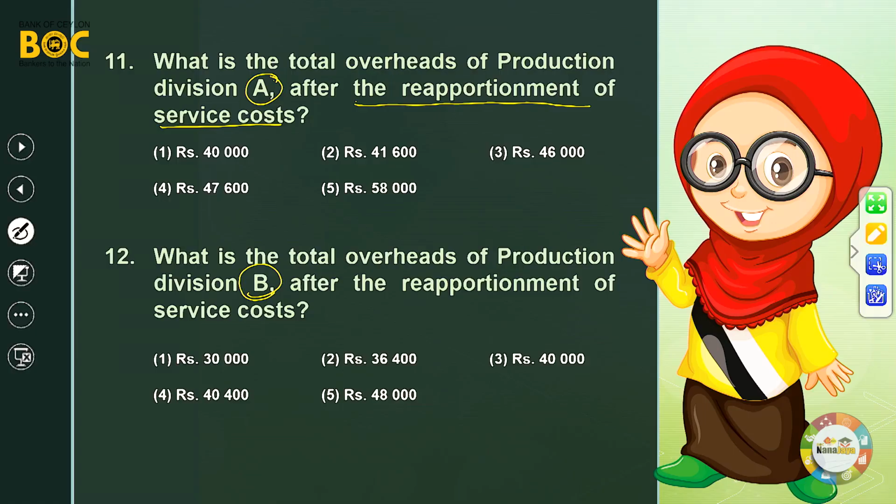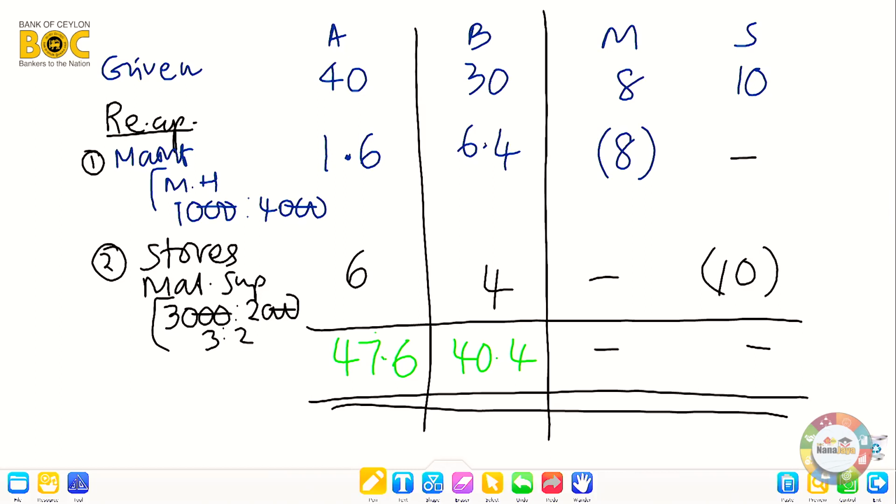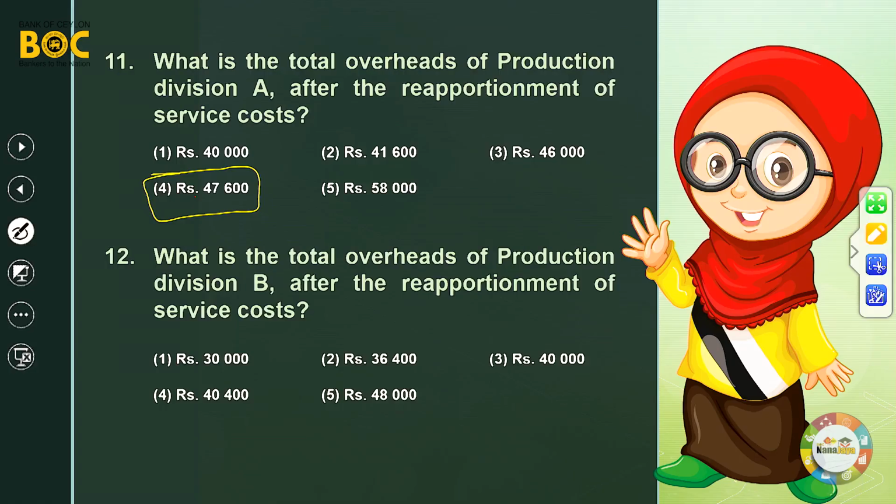Department A, what was that? Amount 47,600. How much is department B? Department B, 40,400. Answer number 4.